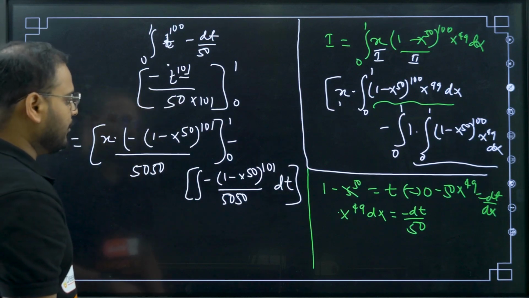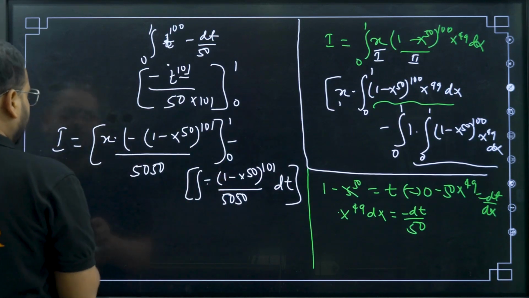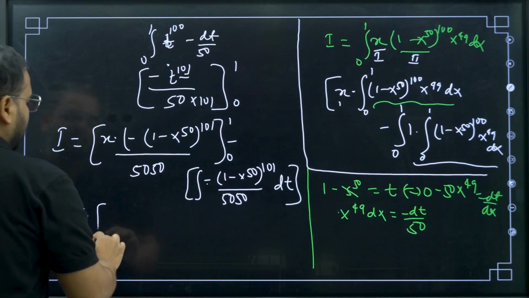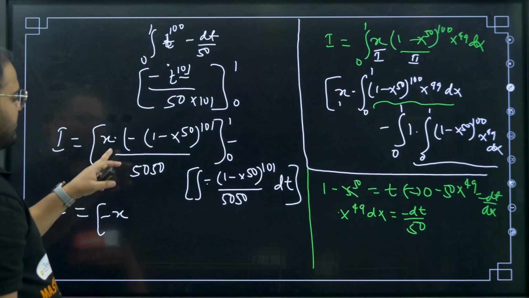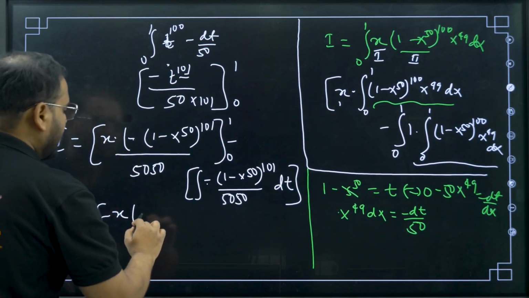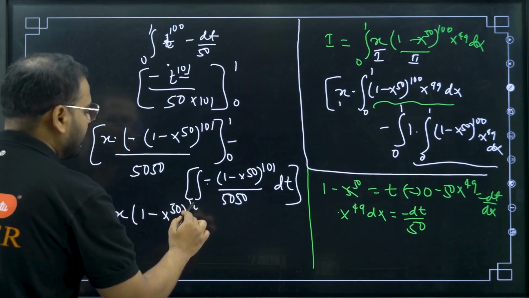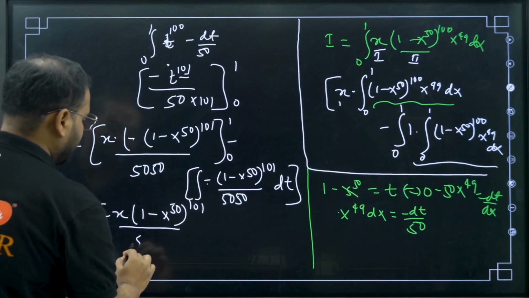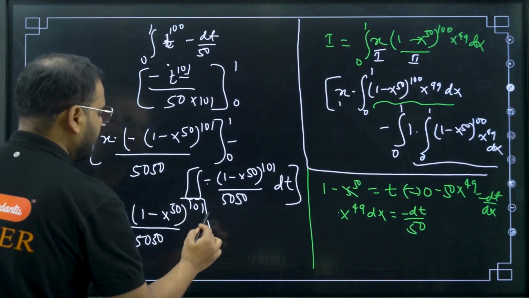Have a look, okay. Now please check, this minus sign will make positive over here, so I can write this I as simply this minus and this minus and x combined, so I get minus x, 1 minus x power 50 to the power 101, 101 divided by 50, the whole thing with the limit 0 and 1.